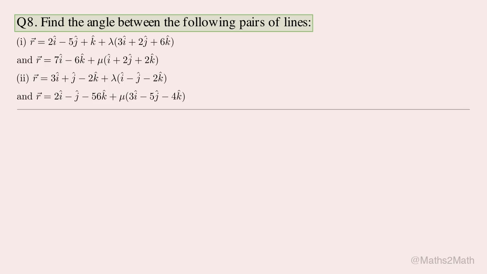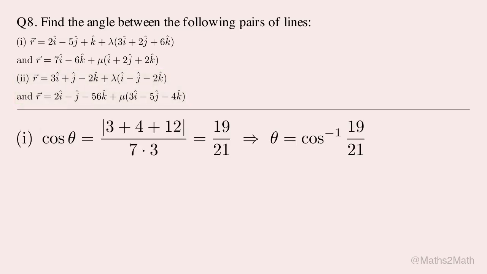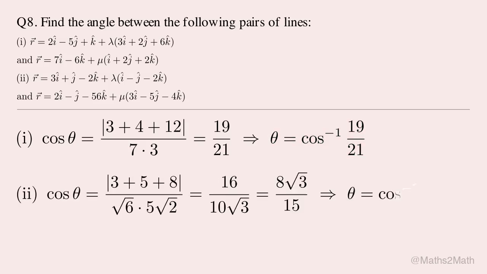Question 8. Angles between vector form pairs. Part 1, directions 3, 2, 6 and 1, 2, 2. Part 2, directions 1, 1, minus 2 and 3, minus 5, minus 4. Part 1, the dot is 3 plus 4 plus 12, 19. The magnitudes are 7 and 3. Part 2, the dot is 3 plus 5 plus 8, 16. The magnitudes are root 6 and 5 root 2, so cosine theta is 8 root 3 over 15.